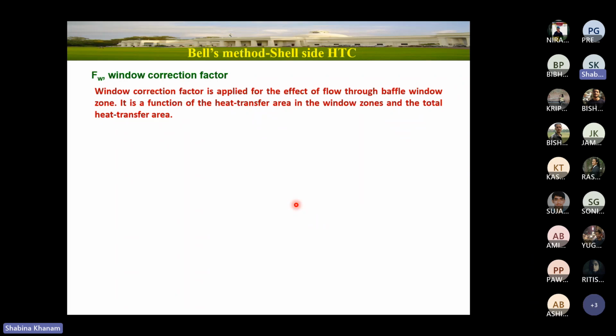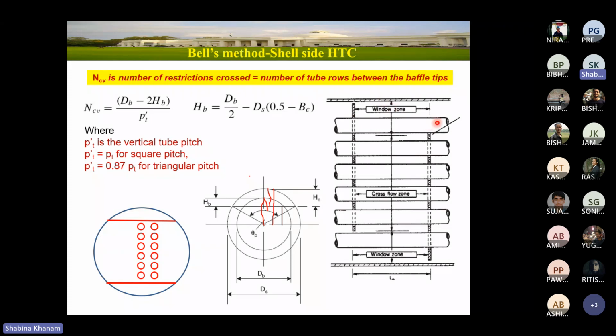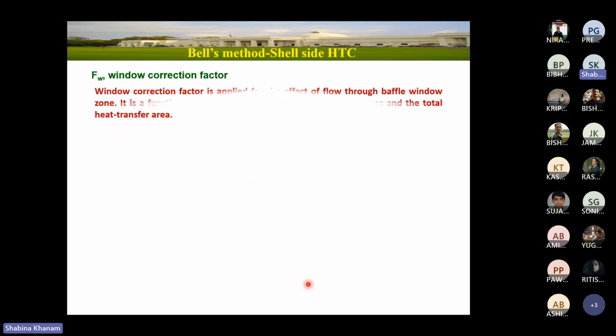Okay, so Fw is the next correction factor, which is the window correction factor. When we consider this, the window correction factor is applied for the effect of flow through the baffle window zone. We have discussed that the window zone is this zone, this zone, or this zone, like that we can consider the window zone. So the window correction factor is applied for the effect of flow through the baffle window zone, between the baffle tip and the shell.